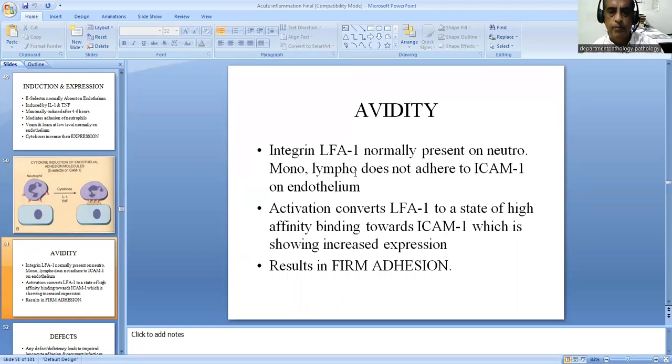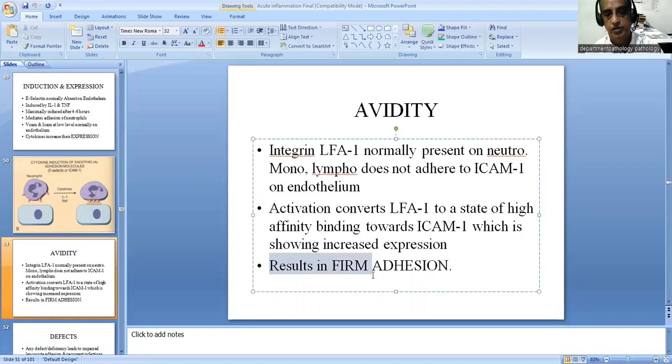In this, we'll take an example of integrin LFA1. It is normally present on the neutrophils and all the monocytes and lymphocytes, and does not adhere to its complementary molecule, as we saw, ICAM1 on the endothelium. Normally, it does not. But once there is activation of the leukocyte through any stimulus, the LFA1 goes up to a state of high affinity binding towards ICAM1. And as we saw in the previous slide, ICAM1 is already showing increased expression. So this results in firm adhesion.